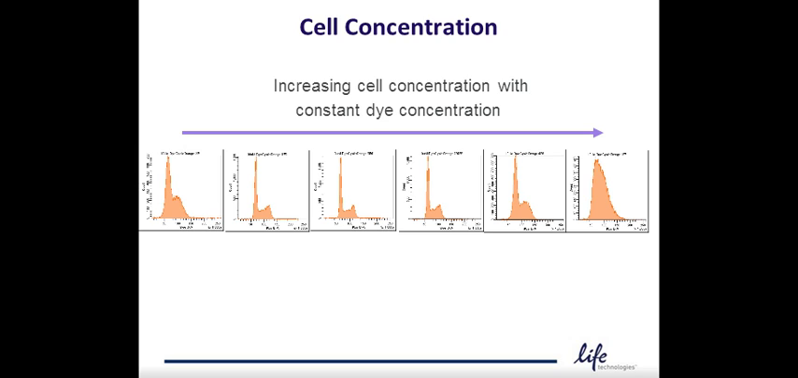In this particular example, I have increasing cell concentration kept with a constant dye concentration. In this example, the voltage for each plot was not kept constant, but I could put the plots on scale. You can definitely see that the quality of the data changes with cell concentration. So especially within the same experiment, it is important to have the same cell concentration with each determination.